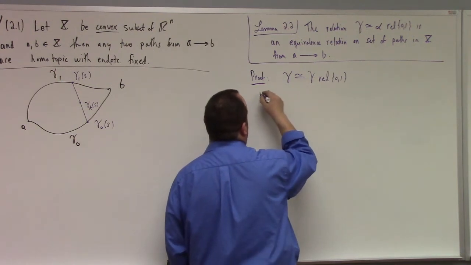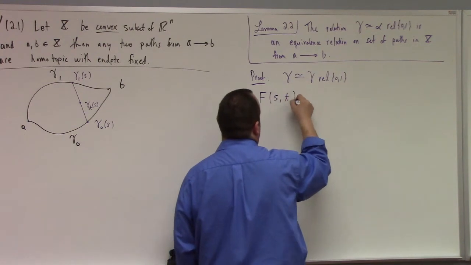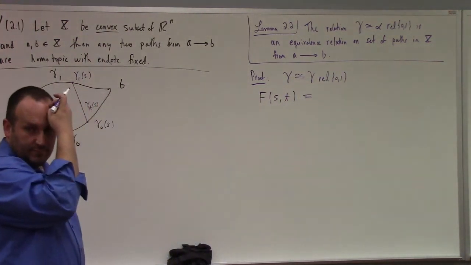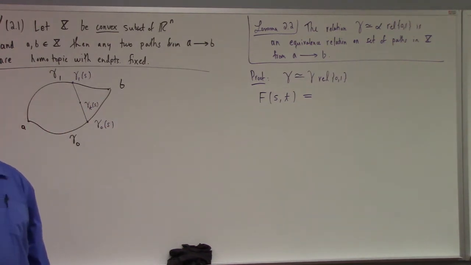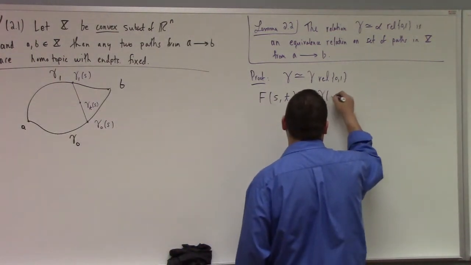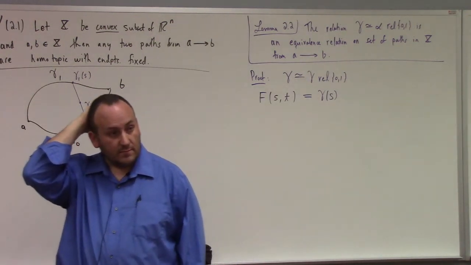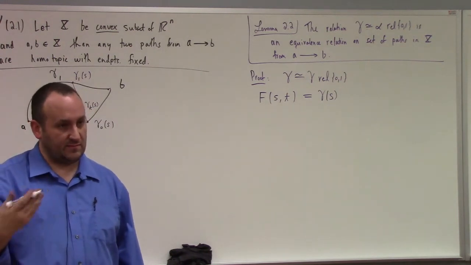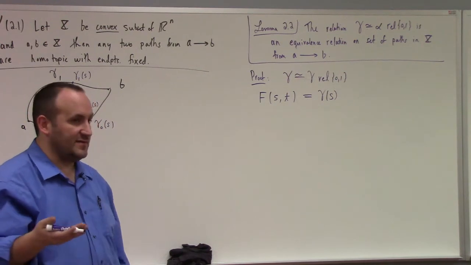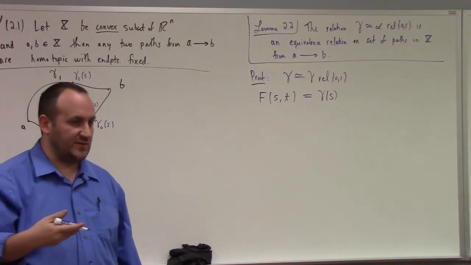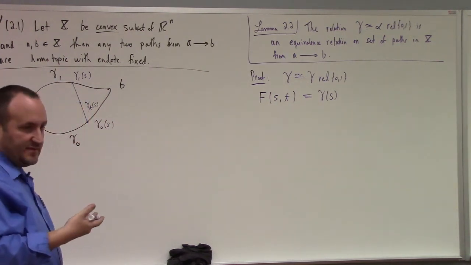Okay, what is F? You tell me, what should I make F of ST here? I want gamma 0 to be gamma, and I want gamma 1 to be gamma. I want all my gammas to be gamma. Seems like I should just say F of ST equals gamma of S, right? Is that continuous? Well, yes, because we've assumed that it's a continuous path, and doing nothing with T is continuous. It's kind of stupid, but that's continuous. And I think it satisfies the necessary axioms, right?